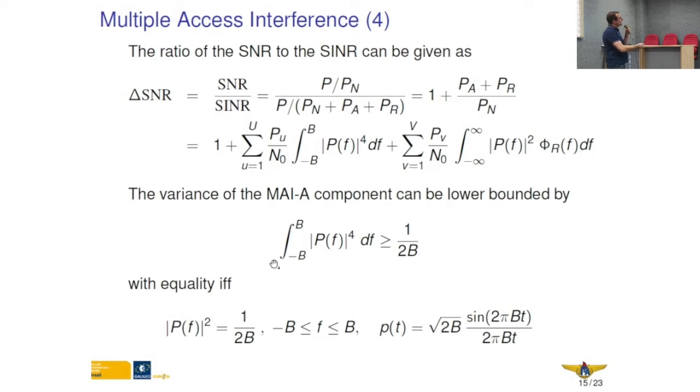And indeed, there is a lower bound for the intra-system interference, which is given by this integral over the power spectral density of the chip shape squared being larger or equal than 1 over 2b. It is equal if and only if, this is not a typo here, the power spectral density of the chip shape is flat from minus b to b, and in time domain this is a sinc pulse. This is also the pulse selected by the IS-95 standard.